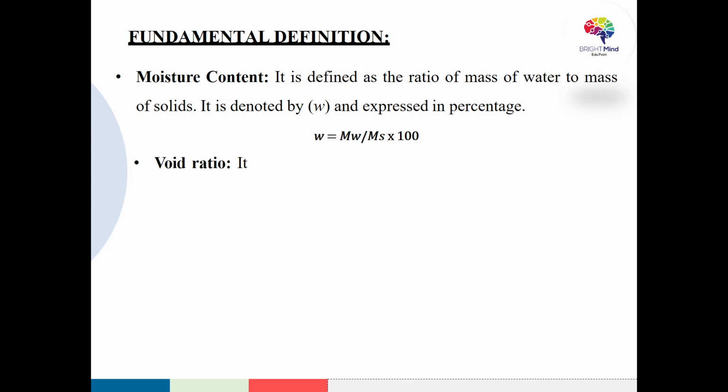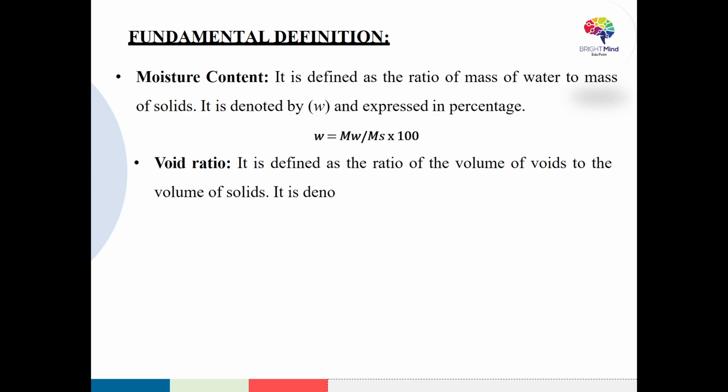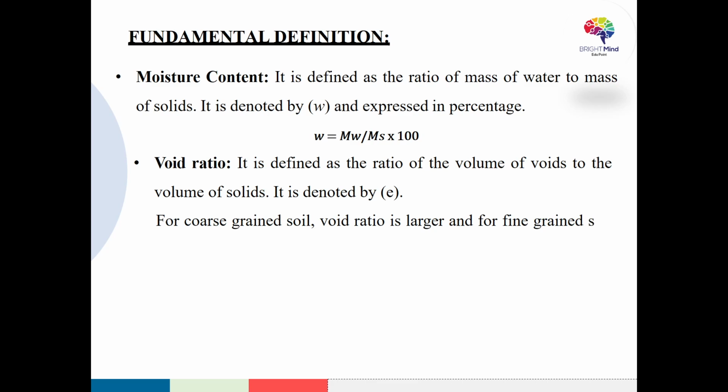The next is the void ratio. It is defined as the ratio of volume of voids to the volume of solids. Void ratio is usually larger for coarse grained soil, and for fine grained soils the void ratio value is smaller. It is denoted by small e.